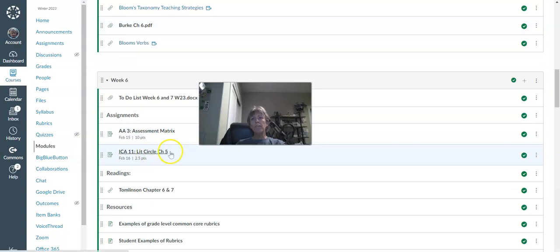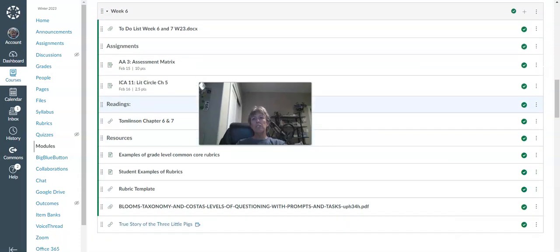And then you also have your lit circle for chapter 5. It's up to your PLC group how you decide to share that information. And then you're going to be reading chapters 6 and 7 for next week. Also want to point out you're going to be working on rubrics for week 7.